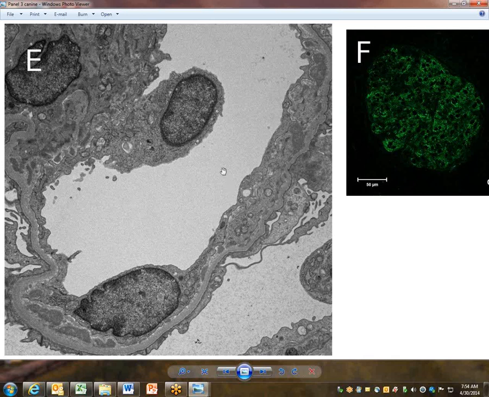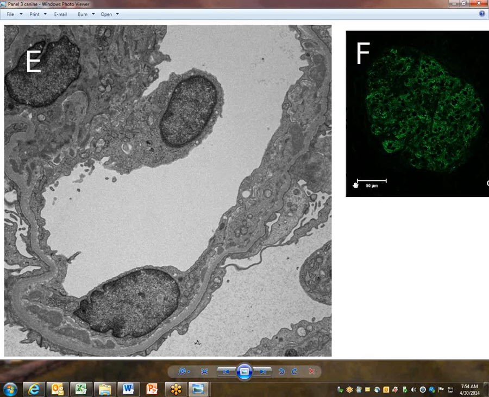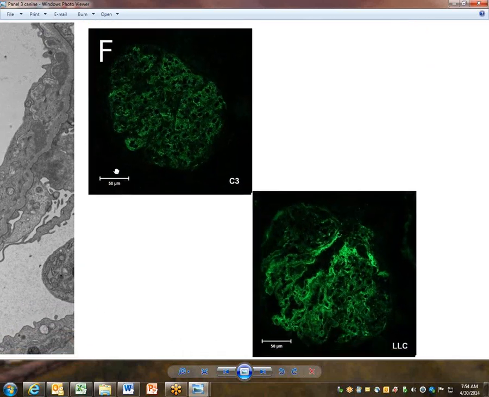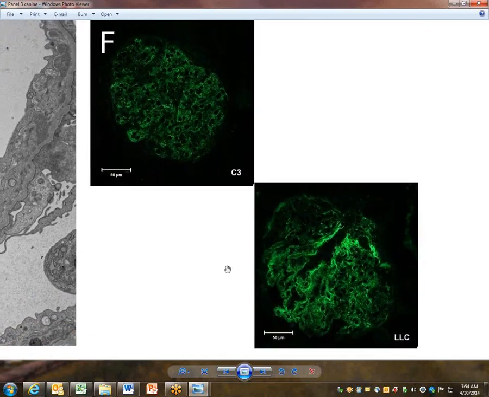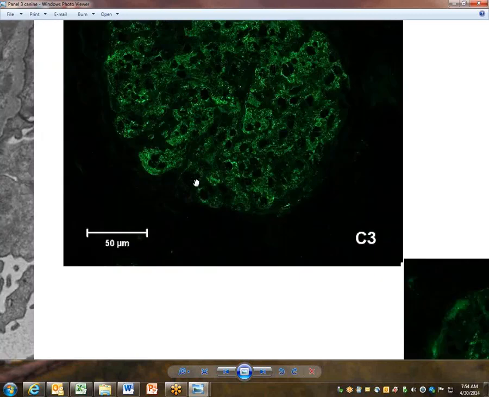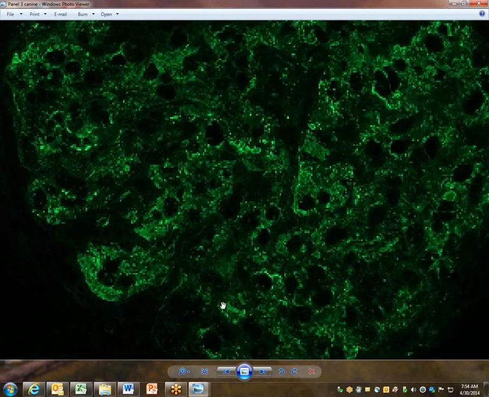And again, the immunofluorescence verifies that the electron dense deposits we saw are in fact immune complexes, again with the lambda light chain and the C3.